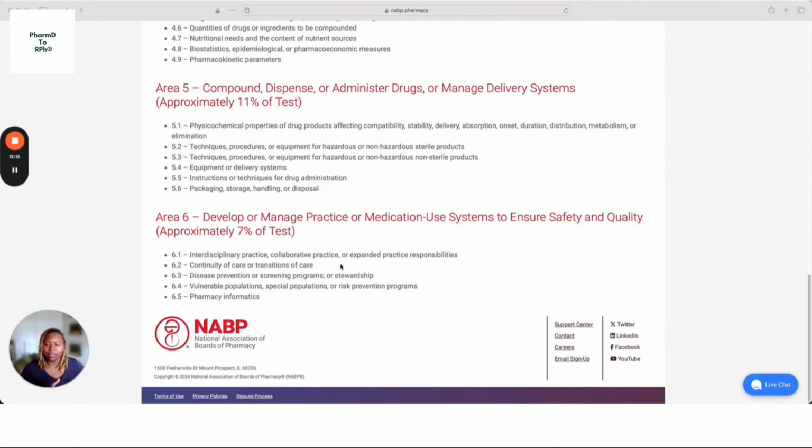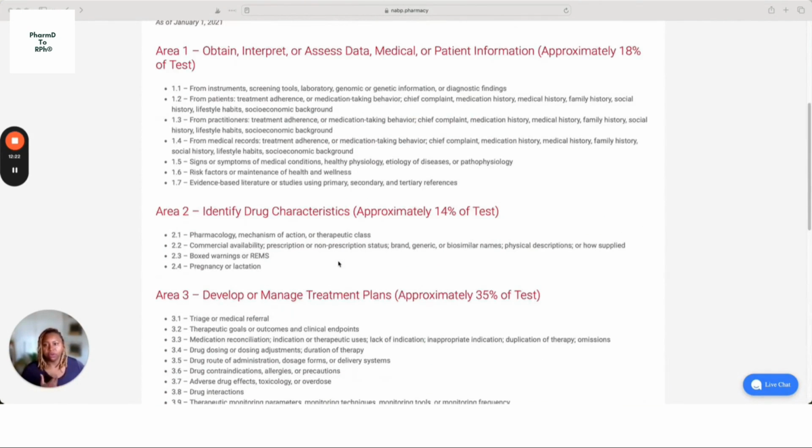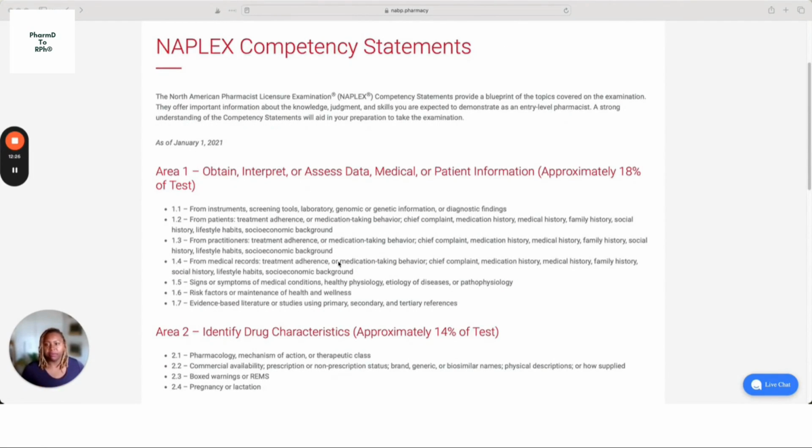This particular document is provided by NABP, the National Association of Boards of Pharmacy. You can find this on nabp.pharmacy.com. You want this resource. Currently, it says January 2021 as I'm recording this video in 2024; it has not been updated. This is the same one since then, and it typically will be updated every couple of years or so. So I want to give that disclaimer.